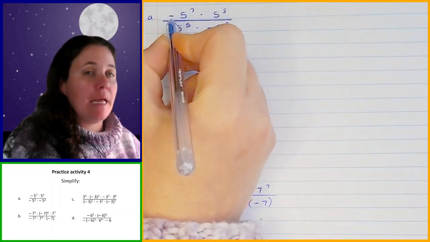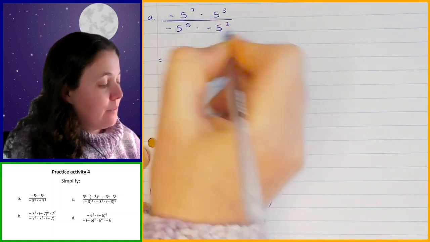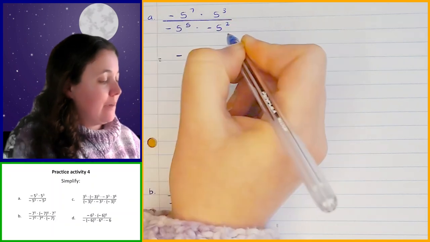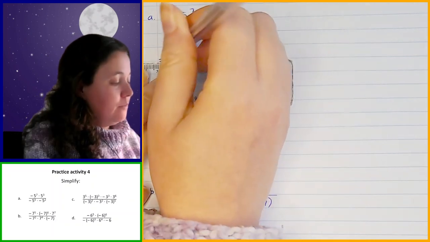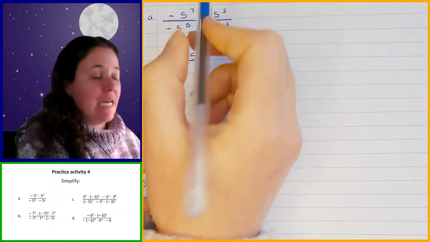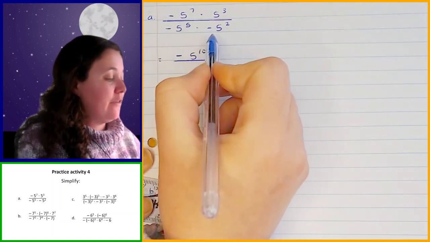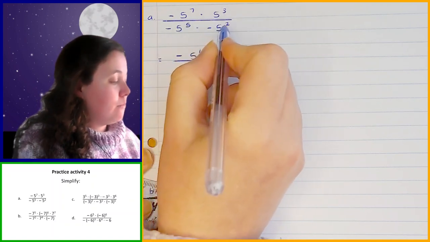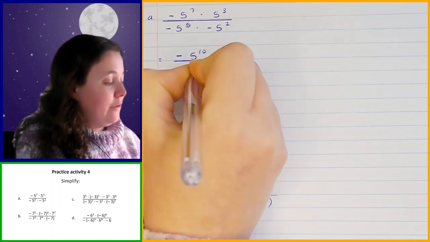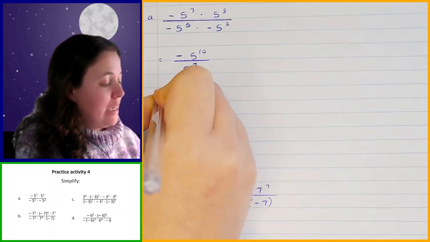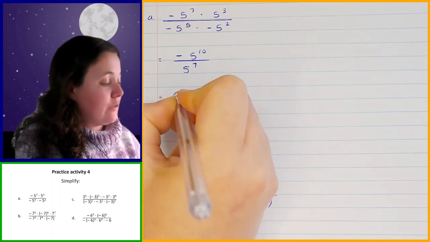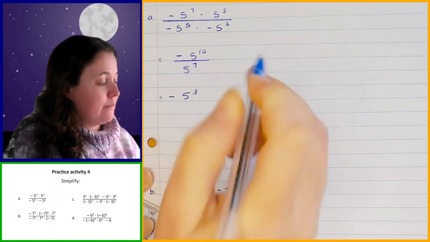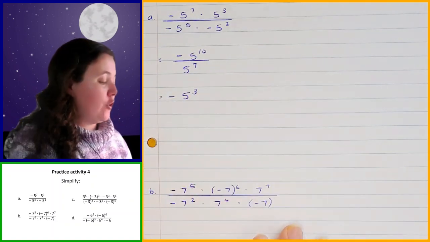In the numerator, I've got a negative times a positive, which is negative, and then 5 to the power of 7 times 5 cubed is 5 to the power of 10. In the denominator, I have negative 5 to the power of 5 times negative 5 squared, so that's going to be positive 5 to the power of 5 plus 2, which is 7. So I have negative 5 to the power of 10 over positive 5 to the power of 7, and negative divided by a positive is negative, so it's negative 5 to the power of 10 minus 7, which is 3. So for question A, you should have got negative 5 cubed.